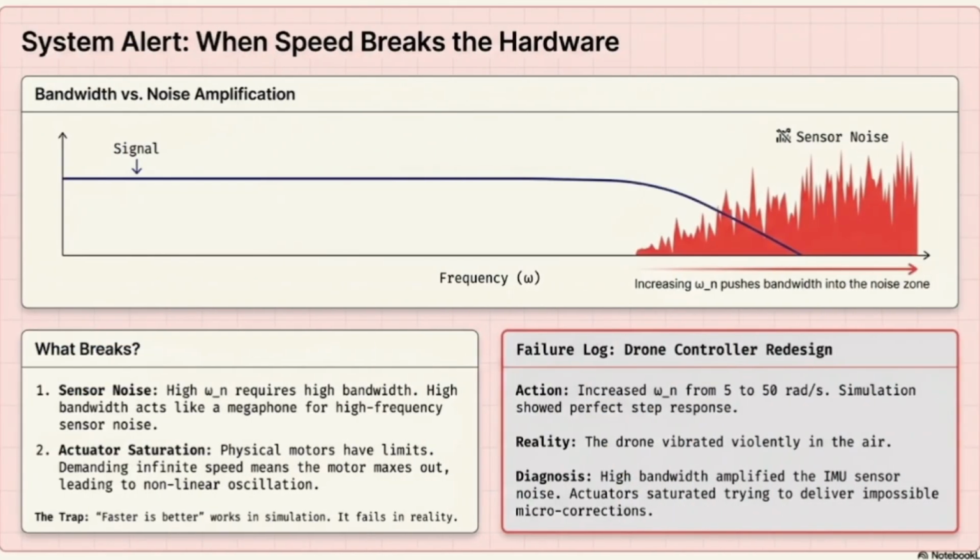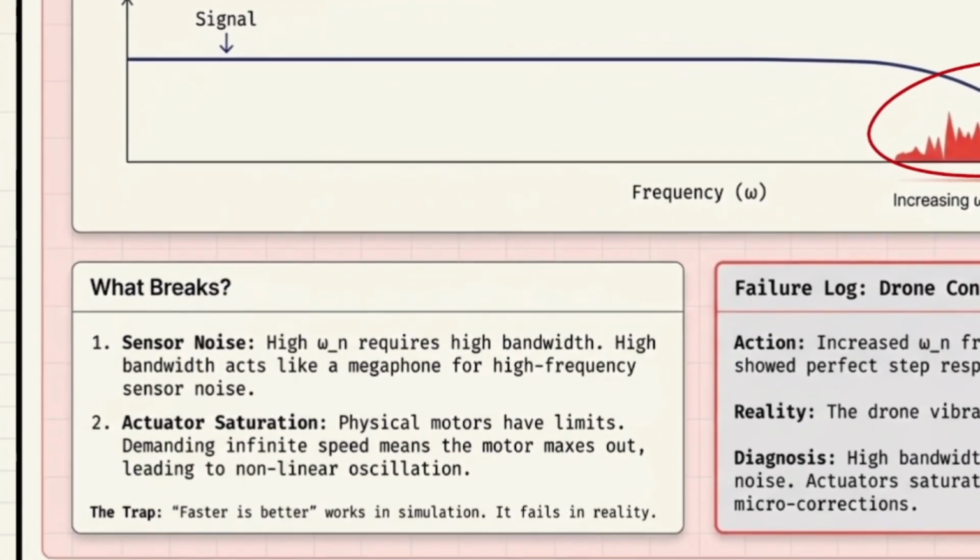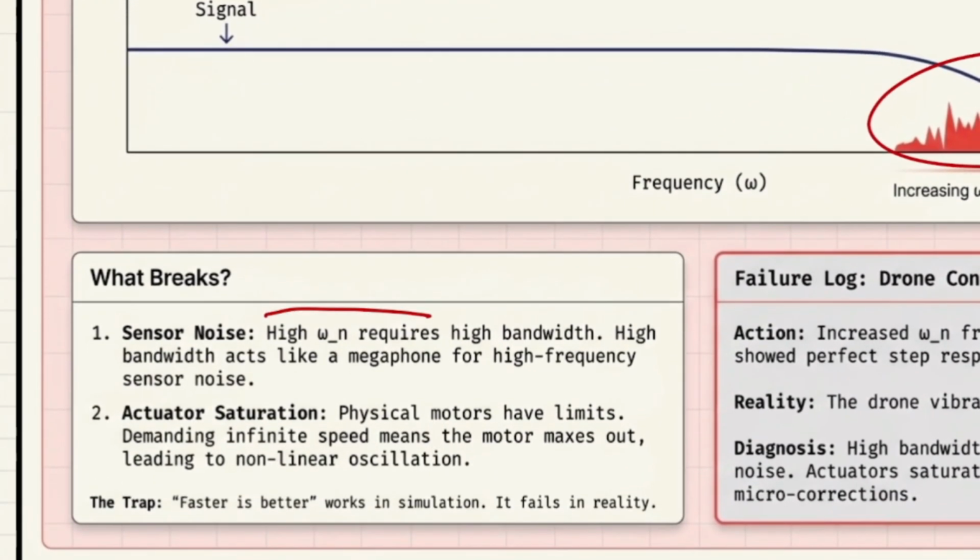So maybe at some point you would ask yourself, okay, we would like a fast system, right? But obviously the fast system is not always good, because a fast system is going to increase your bandwidth, and after that you enter the high frequency noise zone. What does that mean? It means that if you increase your omega n in order to reach a faster system, it is going to increase the bandwidth itself. When you have high bandwidth, the system is going to act like a megaphone for high frequency sensor noise, which is something that we don't like.